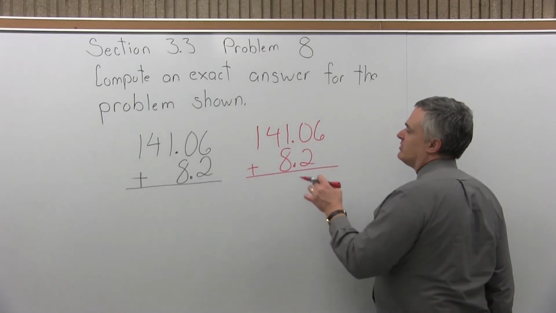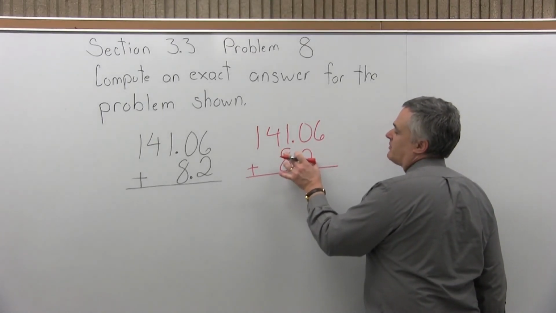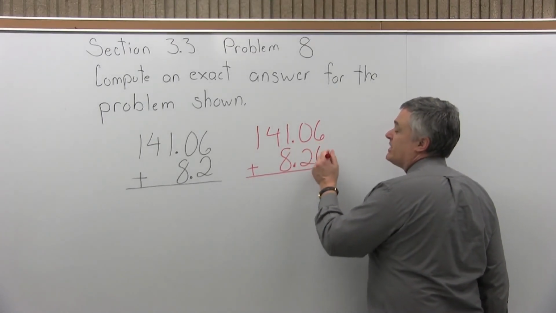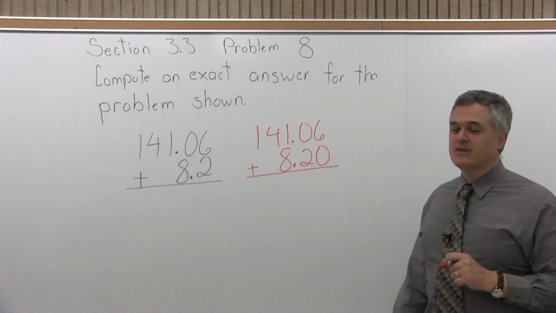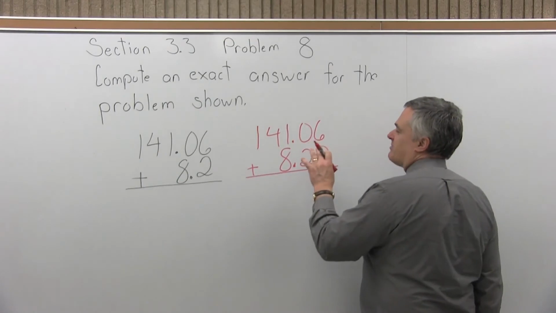So the 8.2 in the bottom, if you want to make everything line up, you can write it as 8.20 if you like, and now everything has the same number placed after the decimal. As long as you line it up, that's what's important.